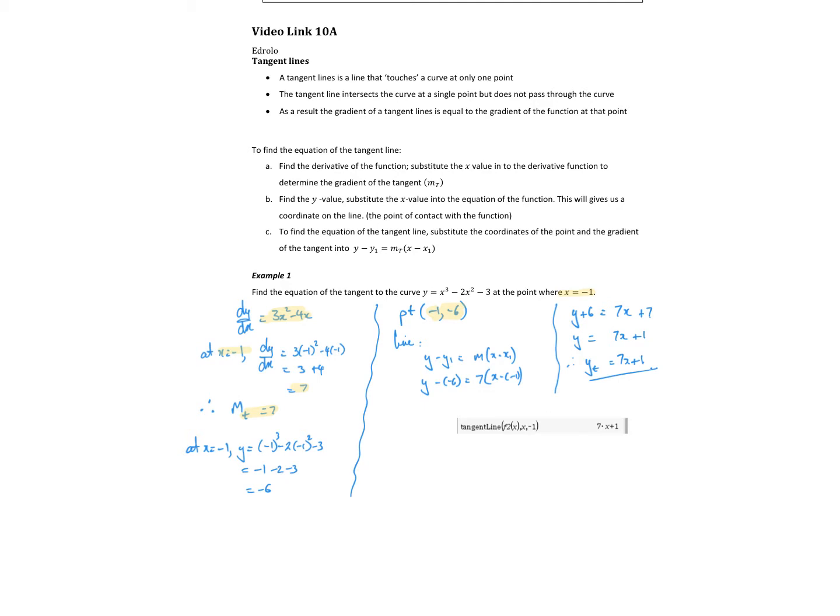Okay? So I know the general form of a straight line, y minus y1 equals m(x minus x1), or just y equals mx plus c. Substitute your point in. So y minus (-6) equals 7 times (x minus (-1)). Just a little bit of algebra in there, take our 6 across, and we'll get the tangent line, which I like to write y_t for y tangent subscript, or y subscript n for normal, is equal to 7x plus 1. Obviously, if we just use our CAS feature, we get our 7x plus 1 there.